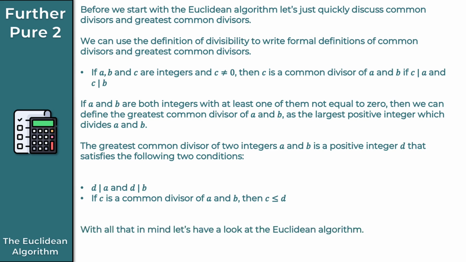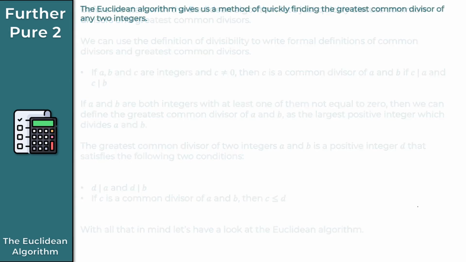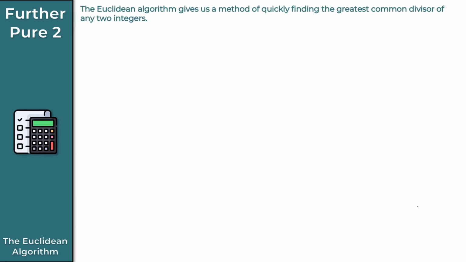So with all that in mind, let's just have a quick look at the Euclidean algorithm. The Euclidean algorithm gives us a method of quickly finding the greatest common divisor of any two integers. So how does it work?